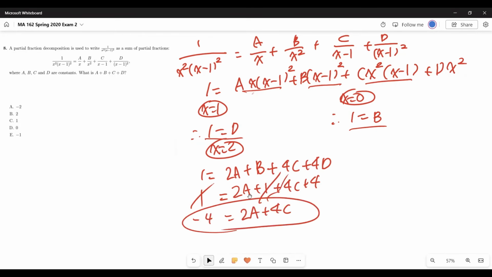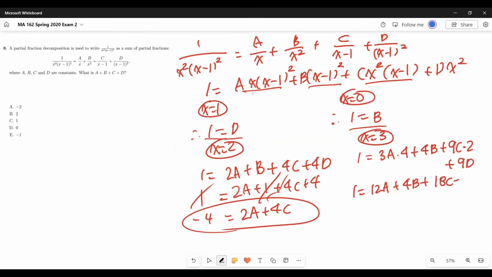We have this equation. Let's try x equals 3. X equals 3, 1 equals 3a times 4 plus 4b plus 9c times 2 plus 9d. 1 equals 12a plus 4b plus 18c plus 9d. The b and d values are both 1, so 1 equals 12a plus 4 plus 18c plus 9. So this becomes negative 12 equals 12a plus 18c.